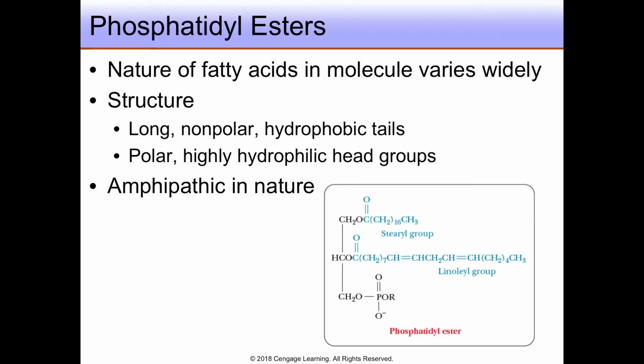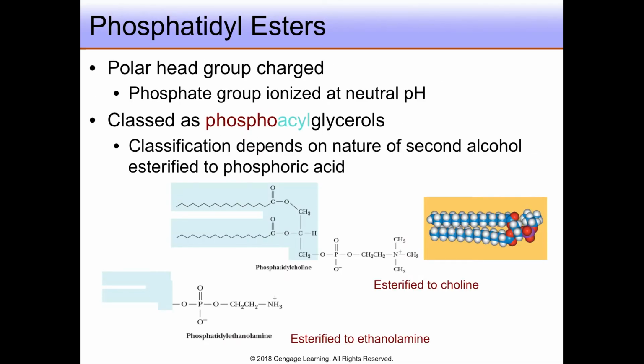The nature of the fatty acids in a phosphatidyl ester can vary in terms of the length of the carbon chain and the degree of saturation. In the example shown below, the molecule contains a saturated stearyl chain as well as an unsaturated linoleoyl group. Phosphatidyl esters are amphipathic in nature, as we've seen for other lipids.